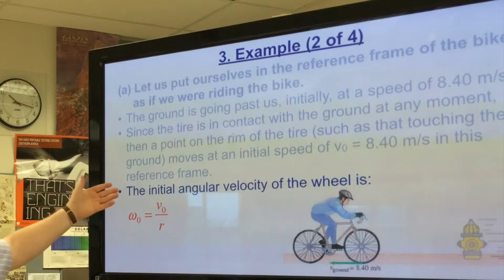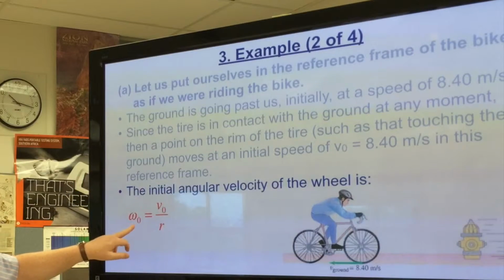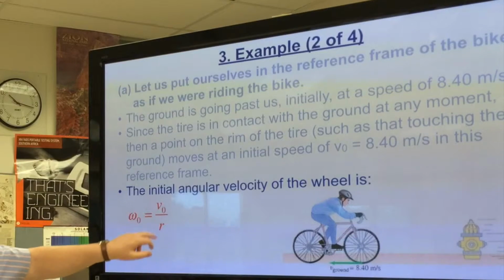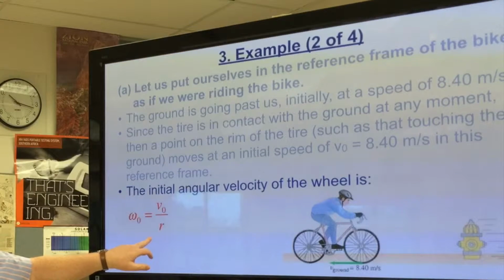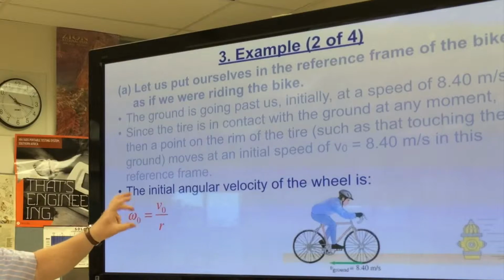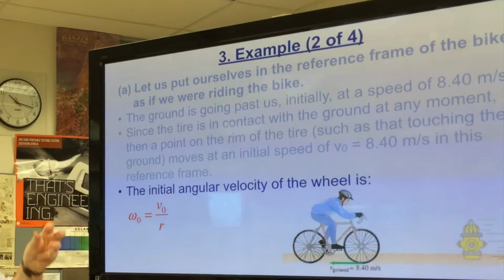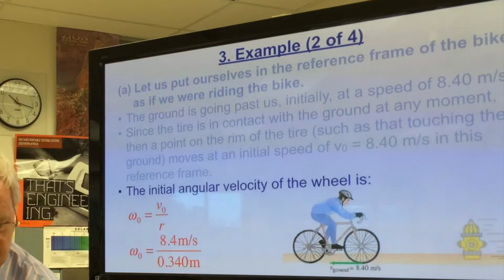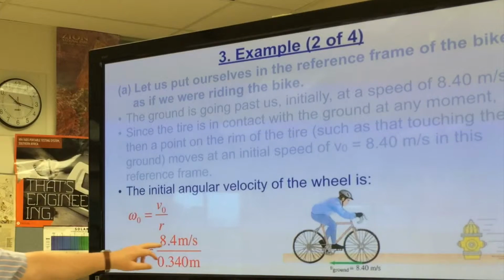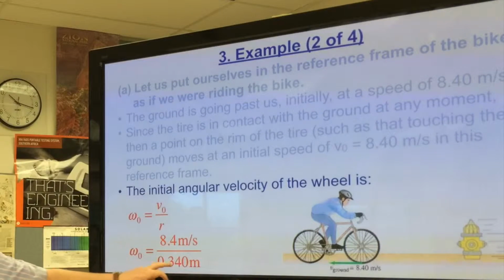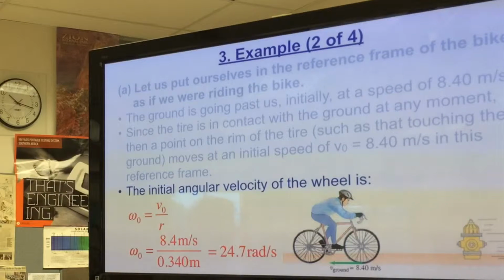So the initial angular velocity of the wheel is omega naught equals v naught over r, because we already know that v naught equals omega r. All we did was transform it, which gives us 8.4 meters per second divided by 0.34 meters, 24.7 radians per second.